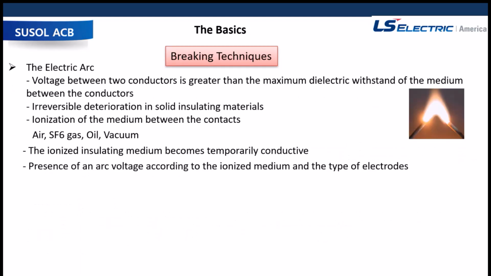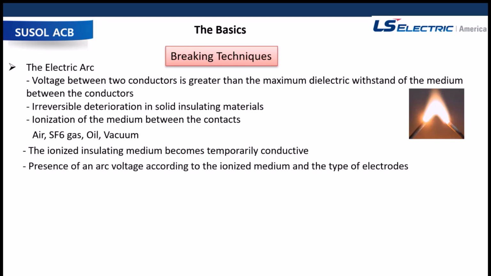Electric arcs. So anytime you break an arc, AC or DC, they're very, very different. Today it's applied as AC. A voltage between two conductors greater than the maximum dielectric withstand of the medium between the two conductors causes irreversible deterioration of solid insulating materials and ionization of the material between the contacts: air, gas, oil, and obviously we could also do it in a vacuum for vacuum circuit breakers, which is not the topic today.